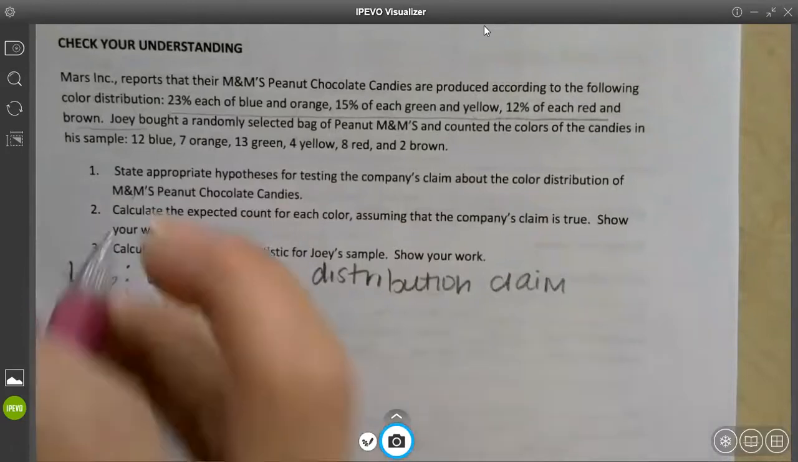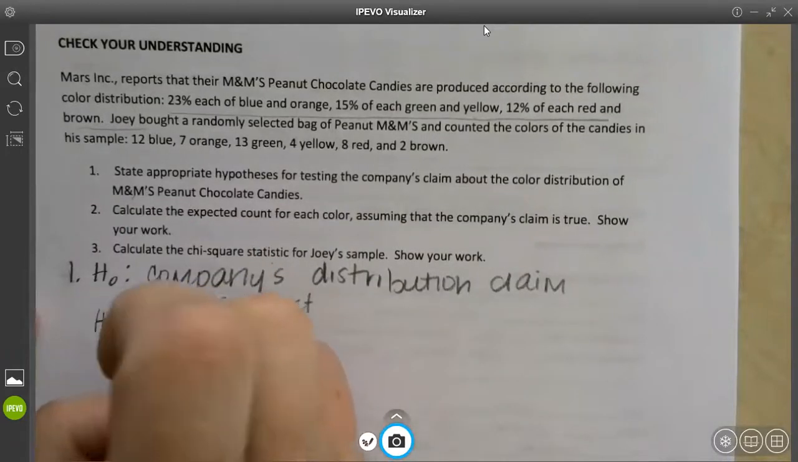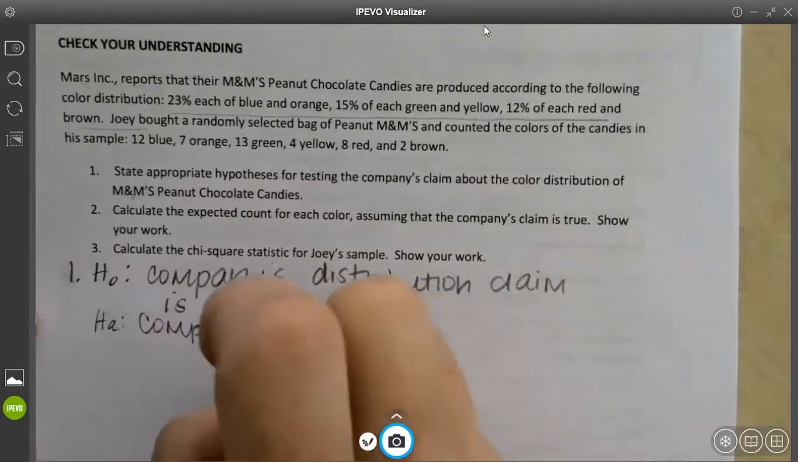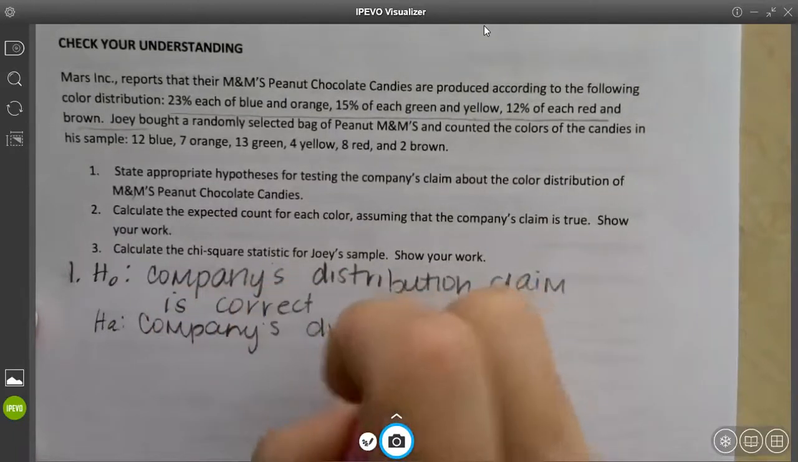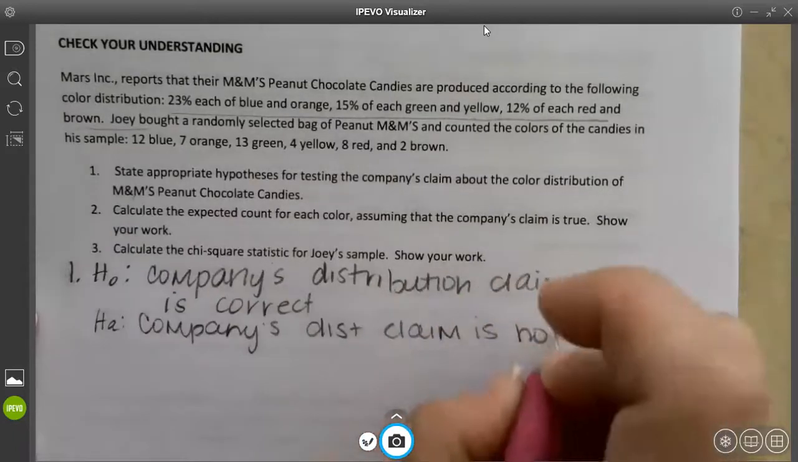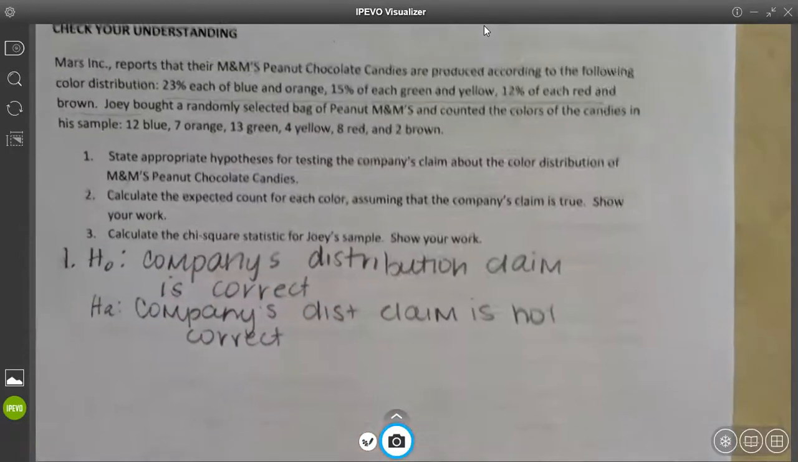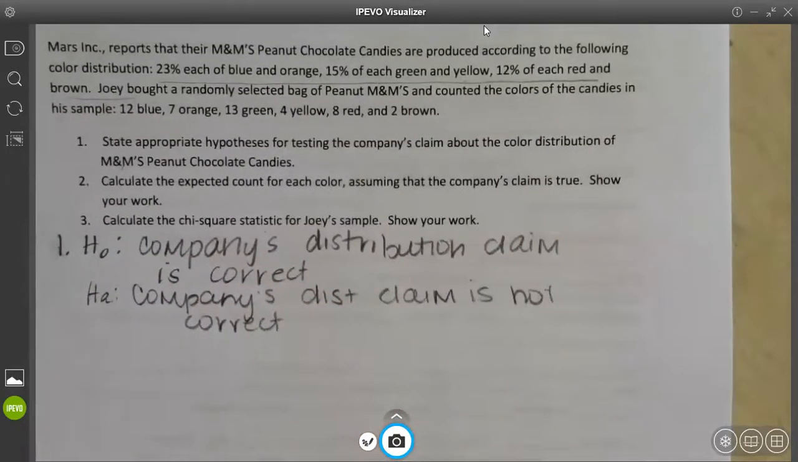Your alternative is that the company's distribution claim is not correct. And that's it. That's your number one.